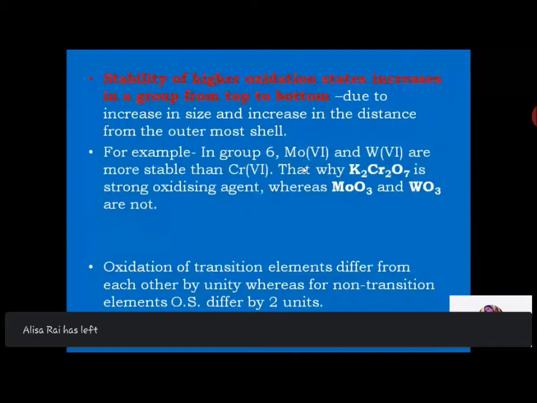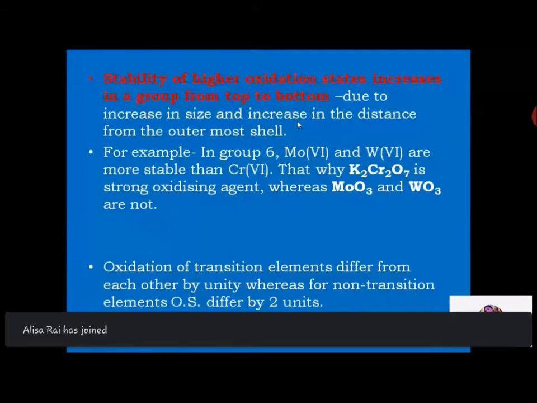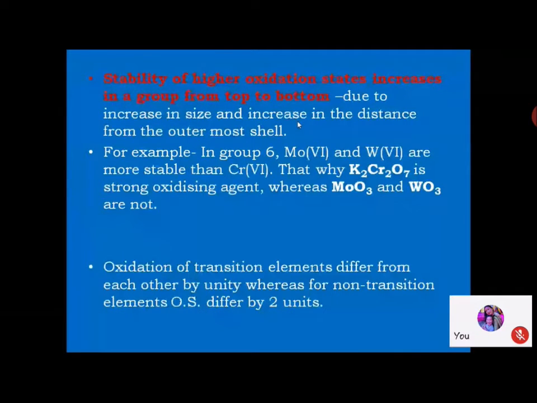Did you not hear? The inert pair effect makes the higher oxidation state less stable because your ns electrons won't take part in bond formation. So the lower oxidation state becomes more stable on moving down the group. Transition elements are just the opposite: the stability of the higher oxidation state increases on moving down the group from top to bottom.